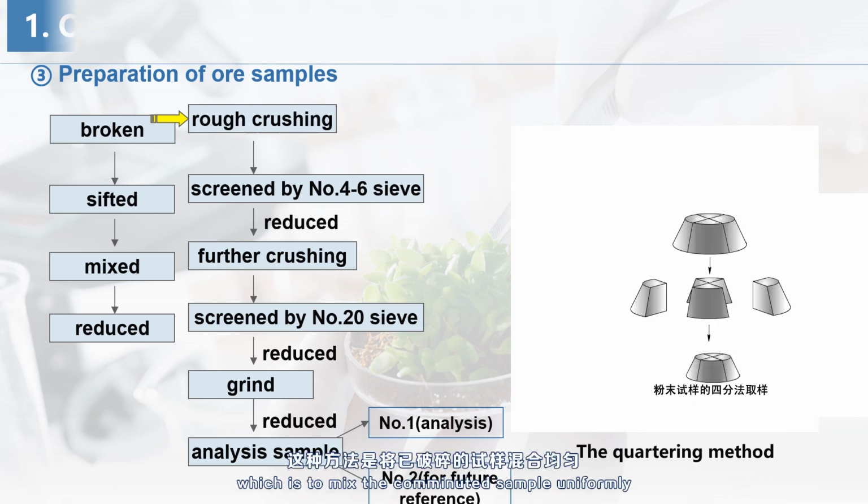to mix the comminuted sample uniformly and pile up the sample into a cone and then flatten. It is divided into 4 parts through the center, 2 parts of which are discarded randomly while the remaining 2 parts are collected. Thus, the sample amount is cut in half.